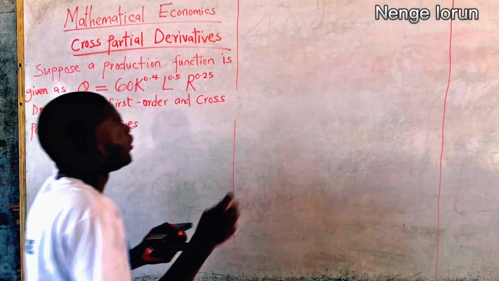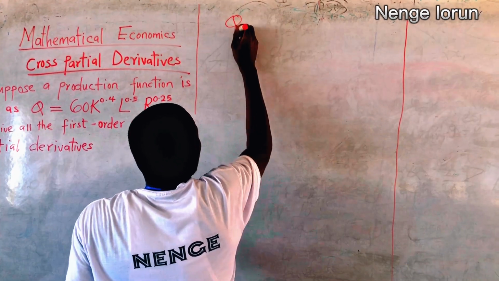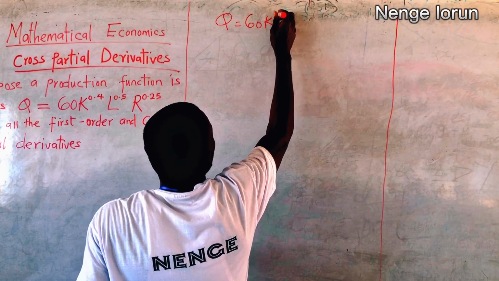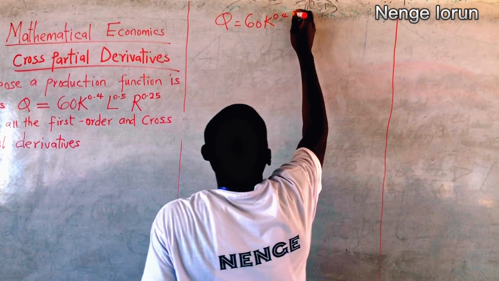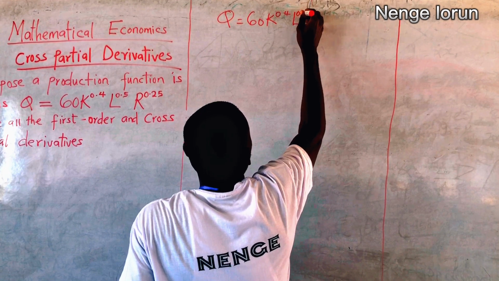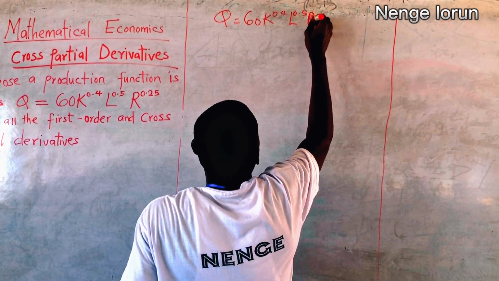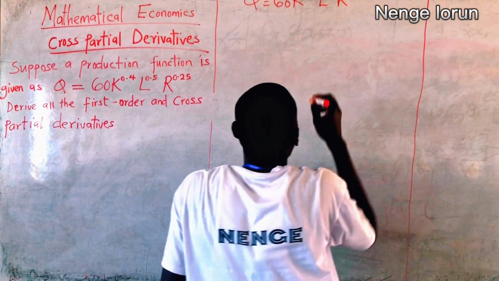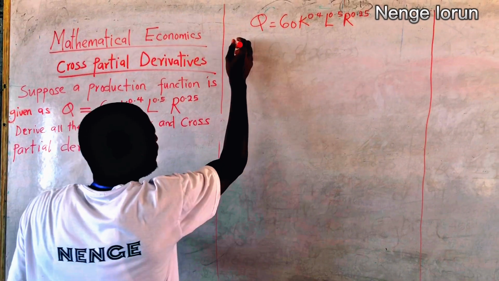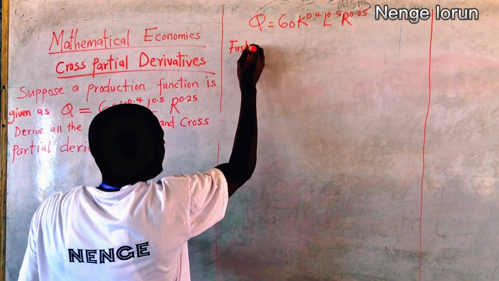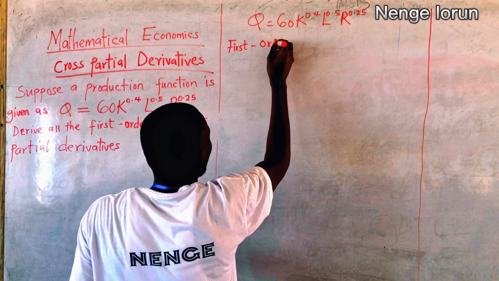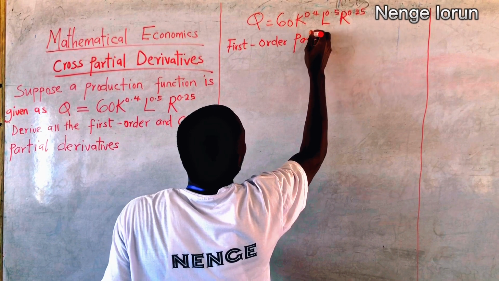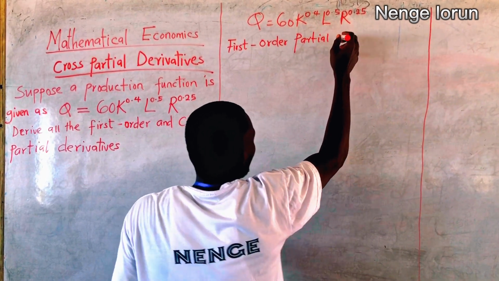So now, the production function is Q equals 60K raised to the power of 0.4, L raised to the power of 0.5, R raised to the power of 0.25. So now we are going to find the first order partial derivatives.